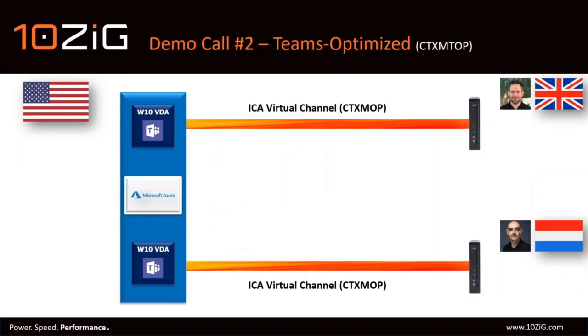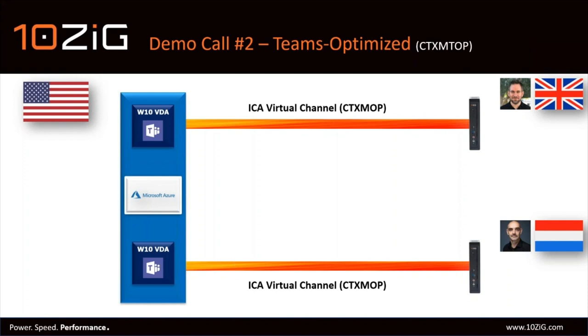So the second call will then make use of the optimized mode using the CTX MTOP virtual channel. So prior to calling Rob in this mode, the virtual channel is already established, which in turn has the job of enumerating the audio and video devices connected to our endpoints towards the Teams client running in the VDA. And that makes it possible for me and Rob to use Teams as we ordinarily would, to choose our preferred webcam and our preferred audio and video device, even though they're physically connected to our local endpoints, sort of 5,500 to 6,000 kilometers away.